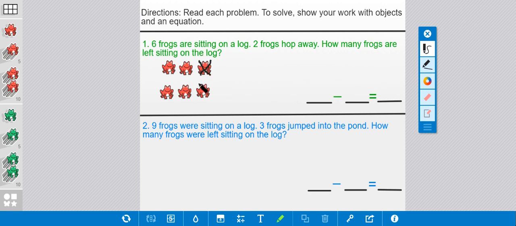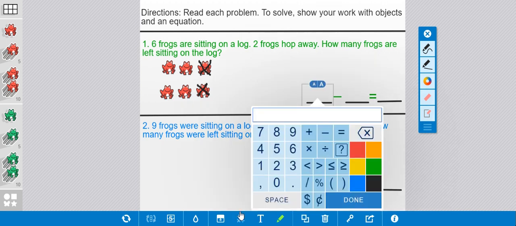So that frog is gone. We need to get rid of 2 frogs because 2 frogs hopped away. So now I'm going to put an X on this frog. And now I have 4 frogs left. So now I need an equation to show my frogs. So I had 6 frogs sitting on a log. So the number 6 will go first in my equation. So I click, and then I click my calculator, and then I find the 6, and I know what a 6 looks like.